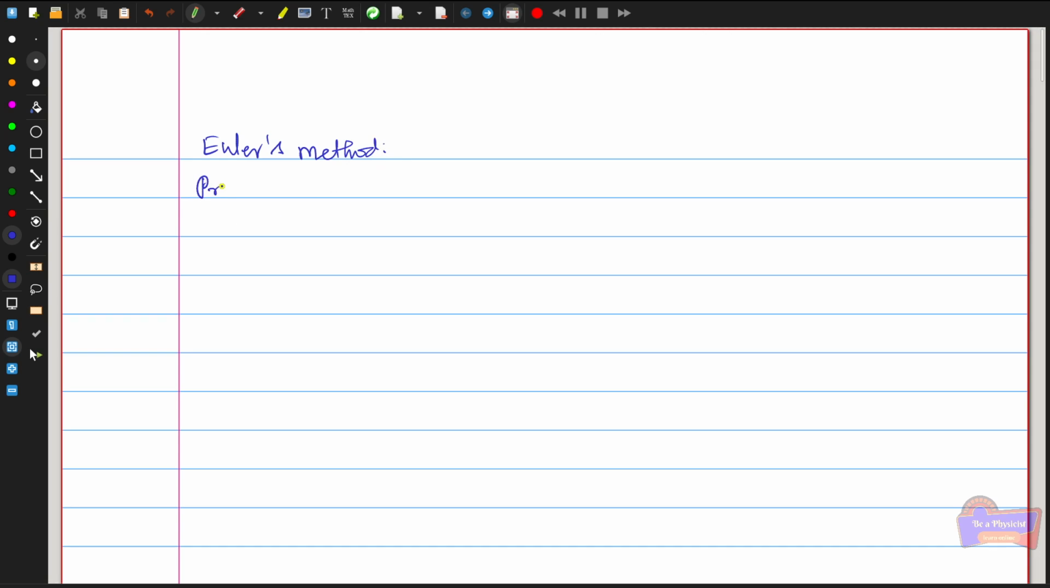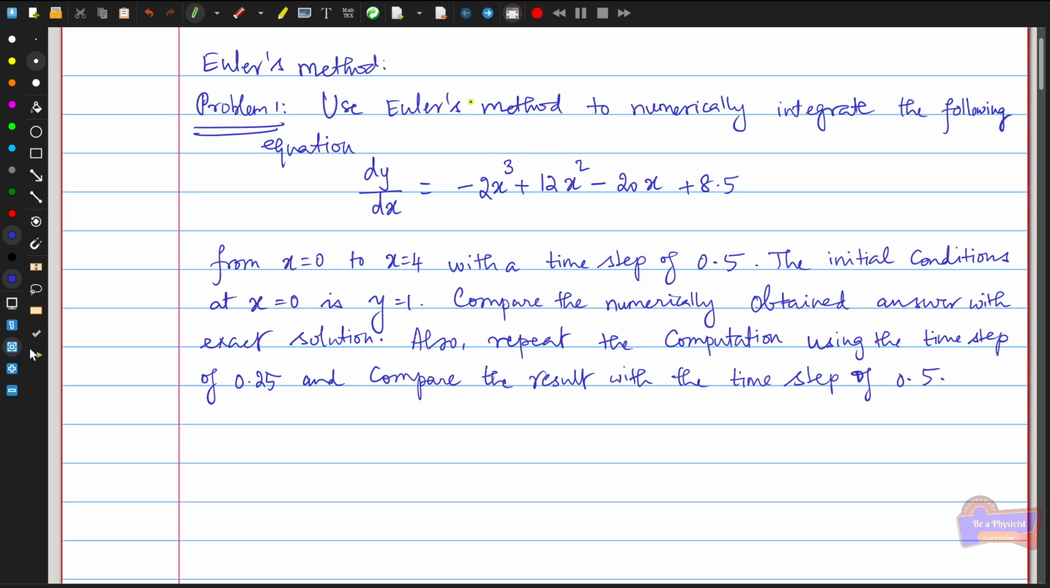So the problem one is: using Euler's method, we have to numerically integrate the following differential equation: dy/dx equals minus 2x cubed plus 12x squared minus 20x plus 8.5. We have to integrate this equation from x equals 0 to x equals 4 with a step of 0.5. The initial condition is that at x equals 0, the value of y is equal to 1. We have to compare the numerically obtained answer with the exact solution.